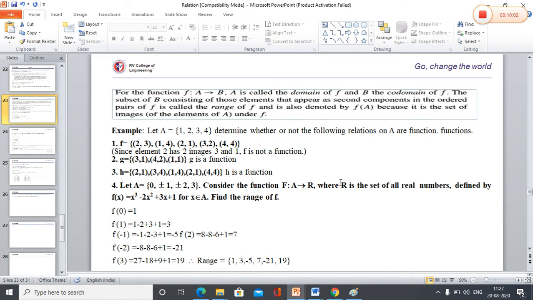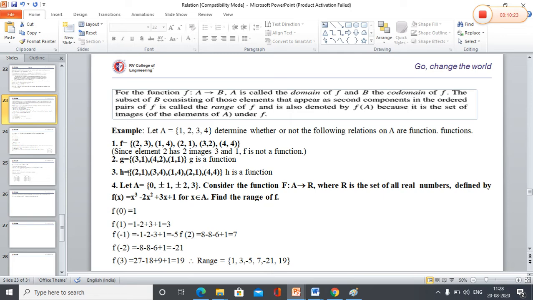Now the second question, I have (3, 1), (4, 2) and (1, 1). So (3, 1), (4, 2) and (1, 1). This is a different example. Here 3 to 1, 4 to 2 and 1 to 1. So each element has a unique image. Okay, so we will say that it's a function.